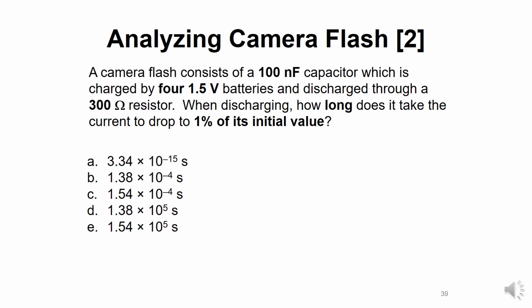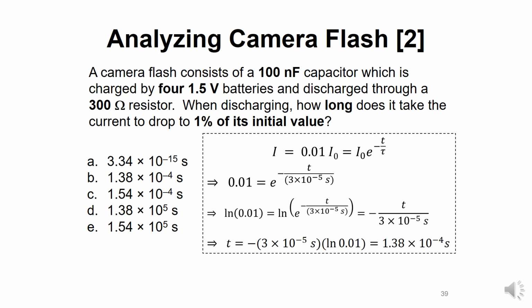All right, so next slide. Well, let's continue the problem. Let's do the math now. Okay, this is our equation. Actually, let's write down the equation from the previous slide. So in the previous slide, that was our equation. I equals I0 e to the negative t over tau, and then for I, the final current, we plug in 1% of I0.